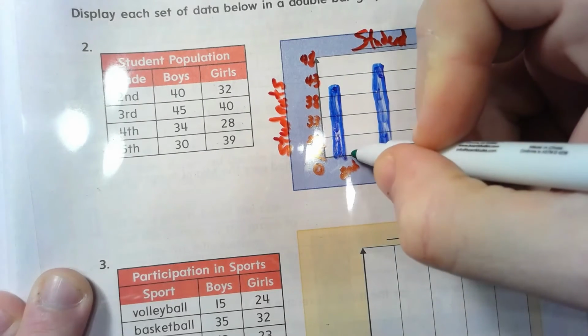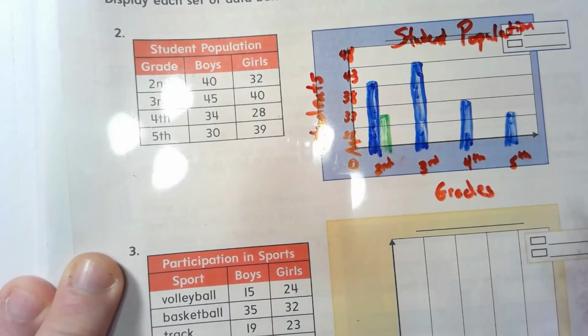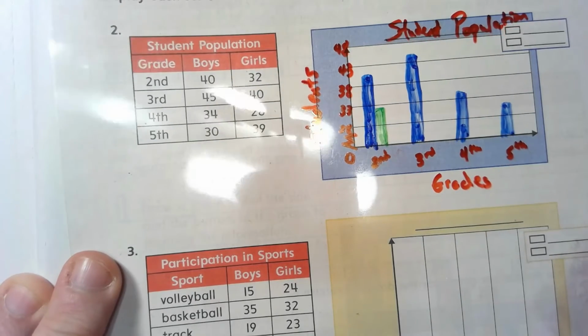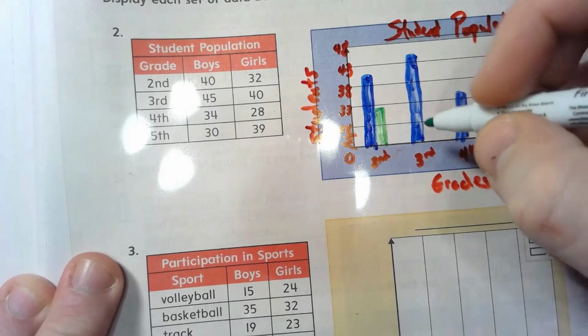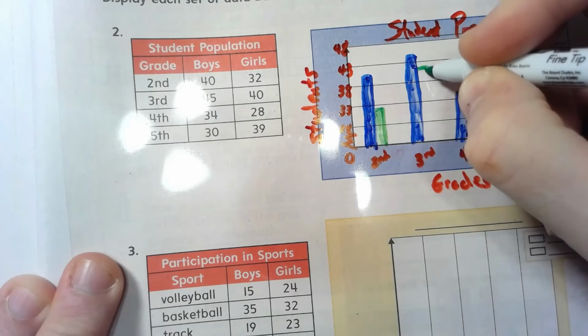The girls will be right next to the boy graph. So the girls will be 32 for 2nd grade. So that's going to go to right about here. Notice that these bars are actually touching each other even. And that's the way they should be for a double bar graph. For 3rd grade, we're going to be at 40. So maybe right about there.